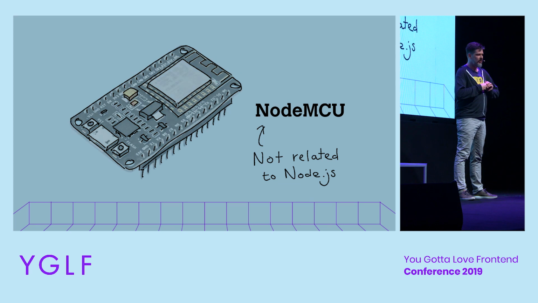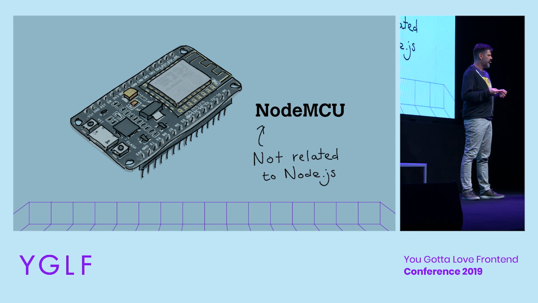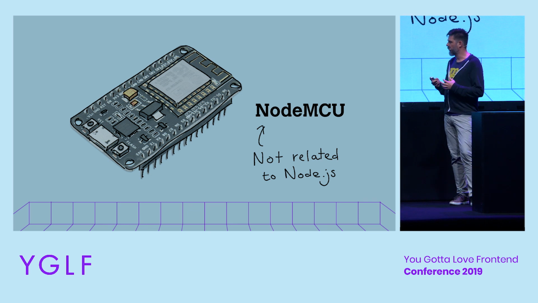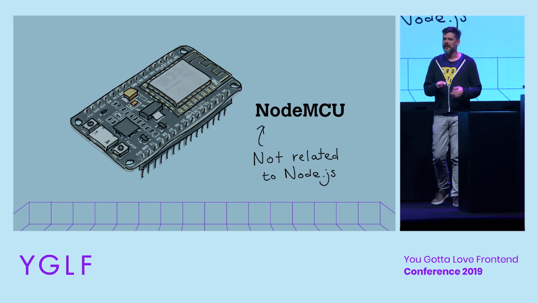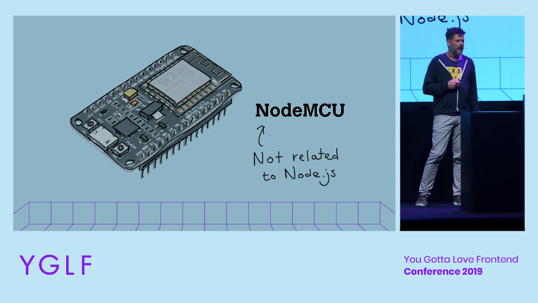Now, the most famous example of an ESP-based microcontroller is a Node MCU. Now, there are many cheap microcontroller boards that you can buy for a few euros on sites like AliExpress or in your local electronics store.